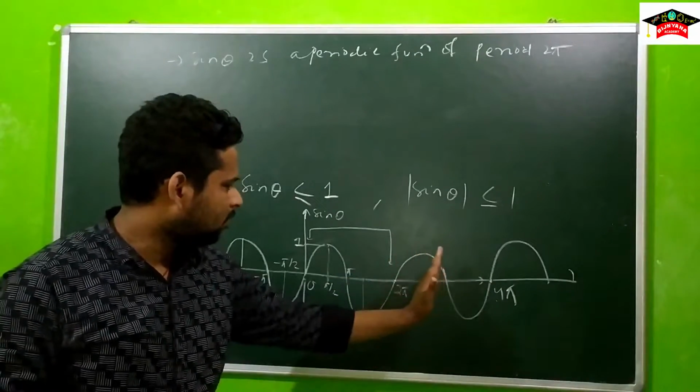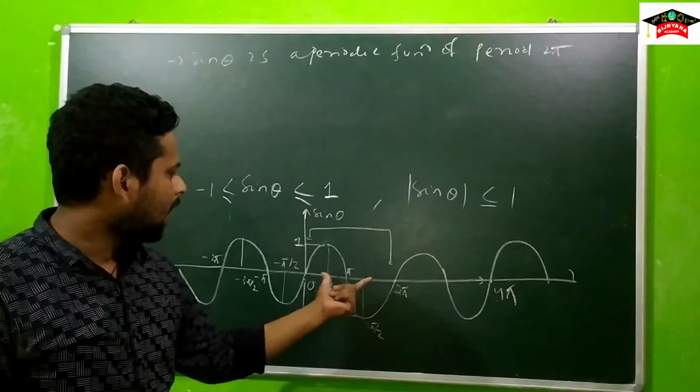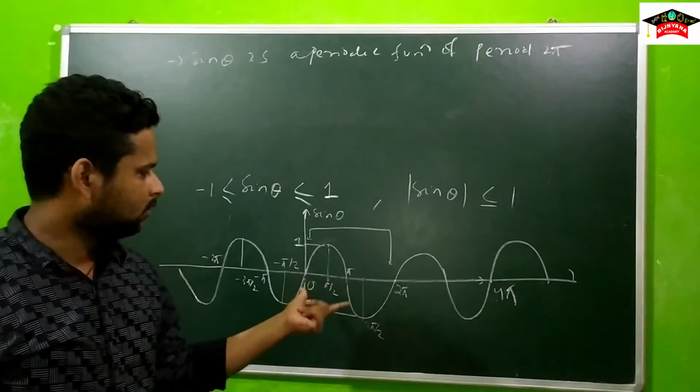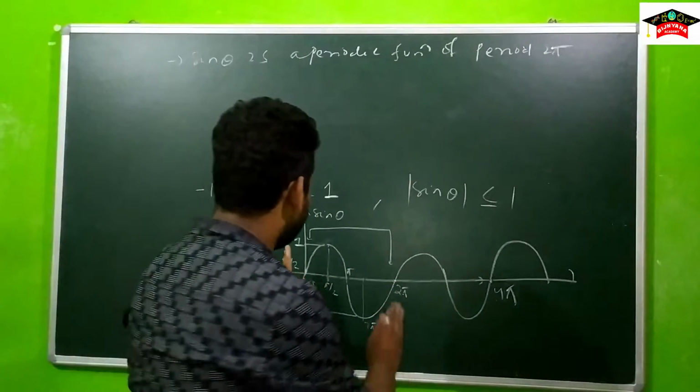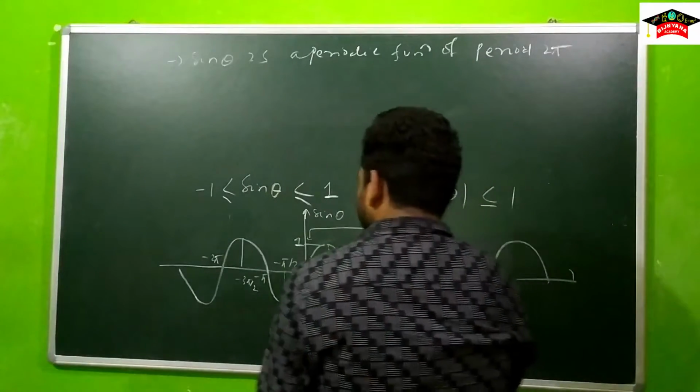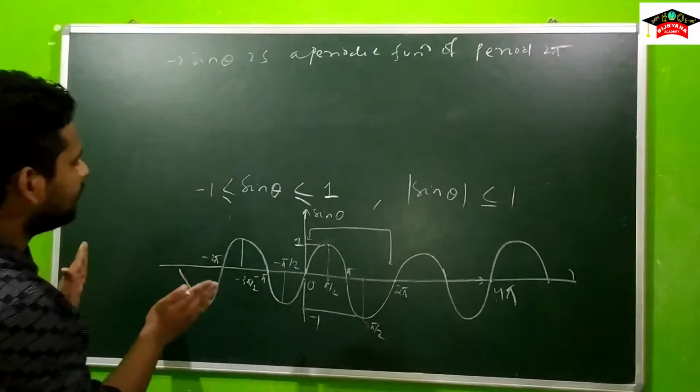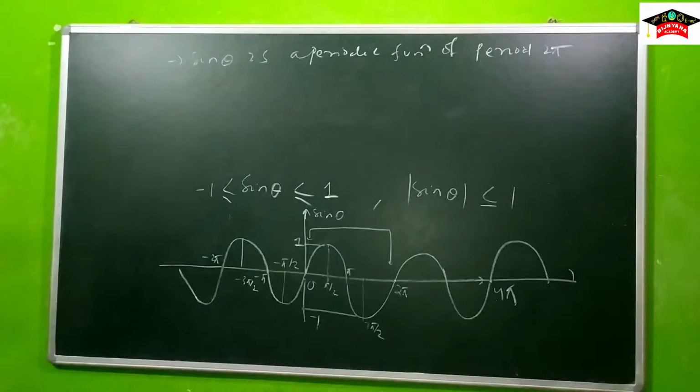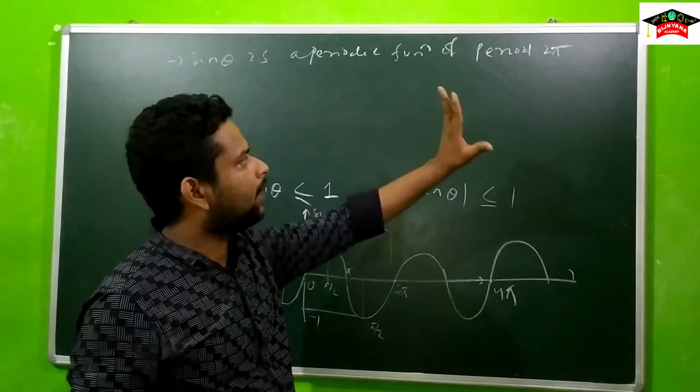So after the next period, it exactly becomes the same as that of the previous period. So the function is periodic over an interval of 2 pi. Similarly, we can say that in the negative direction it is also periodic. So the period is 2 pi.